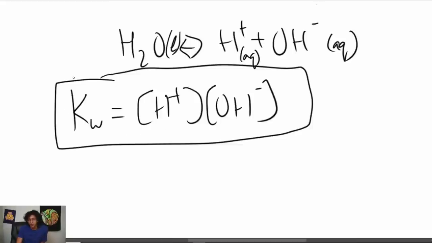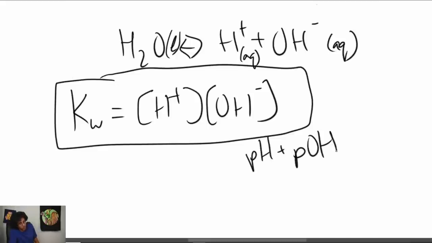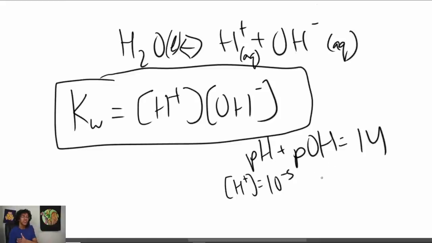What is Kw equal to at standard temperature? Hint, we have pH plus pOH is equal to 14. What do you guys think? Essentially, if you have an H plus ion concentration of 10 to the negative 5, then your pH is going to be 5, right? Which means that your pOH is going to be 9, which means that your OH minus concentration is going to be equal to 10 to the negative 9, right?